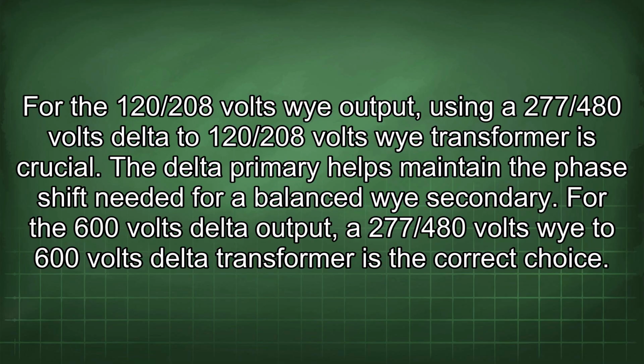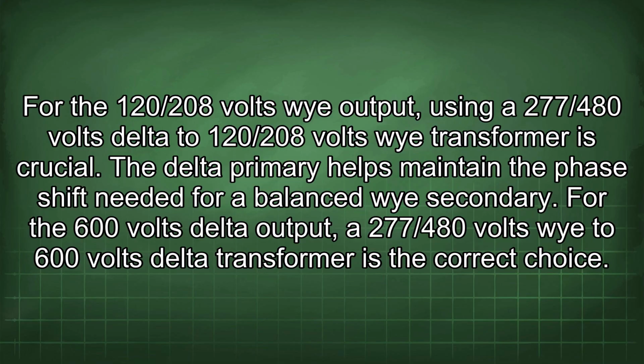For the 120/208 volts Y output, using a 277/480 volts delta to 120/208 volts Y transformer is crucial. The delta primary helps maintain the phase shift needed for a balanced Y secondary.